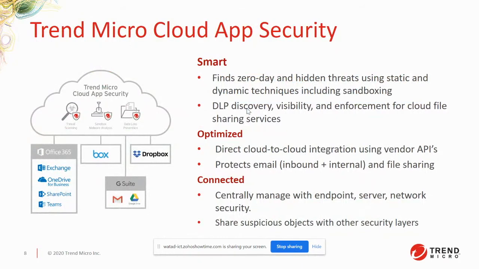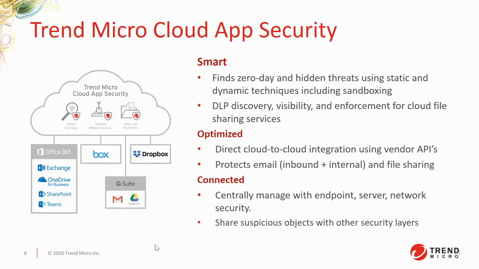So the first component of our Smart Protection for Office 365 suite is called Cloud App Security. Cloud App Security is a smart, optimized, and connected solution that provides threat scanning, sandbox malware analysis, and data loss prevention capability for your Office 365 Exchange Online, OneDrive for Business, SharePoint Online, Teams, Box, Dropbox, and G Suite. Since it is smart, we can detect zero-day hidden threats in emails, attachments, URLs, and malicious documents uploaded to cloud file sharing, with the ability to do DLP for email and cloud file sharing as well.